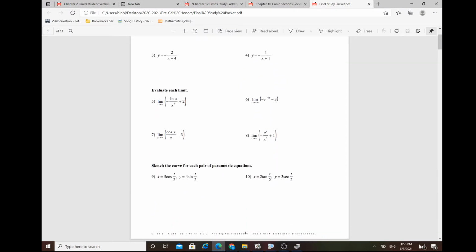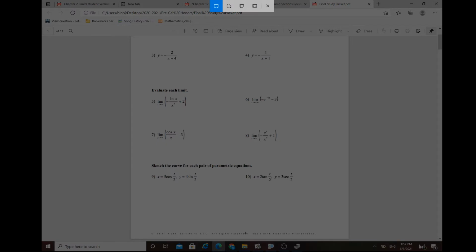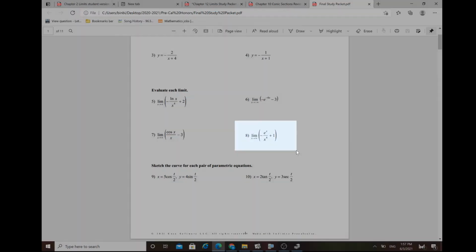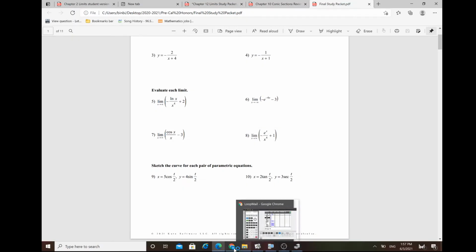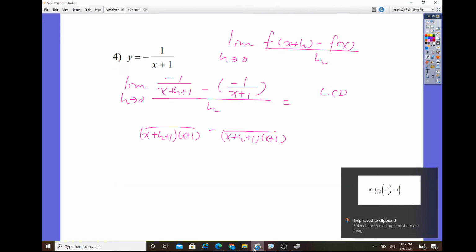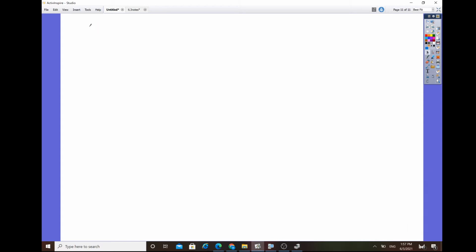So the other one is finding the limit as x approaches infinity. Okay, so x approaches infinity. Let's do one of those. What about number 8? Okay, so for number 8, this one basically uses the properties of limits.